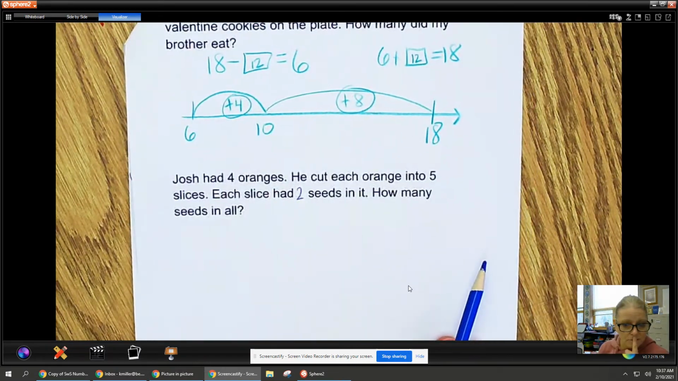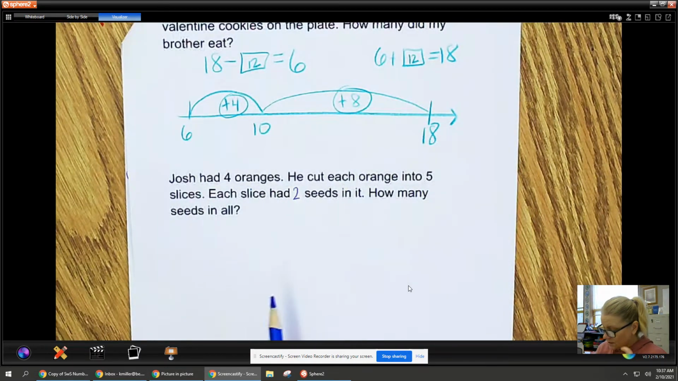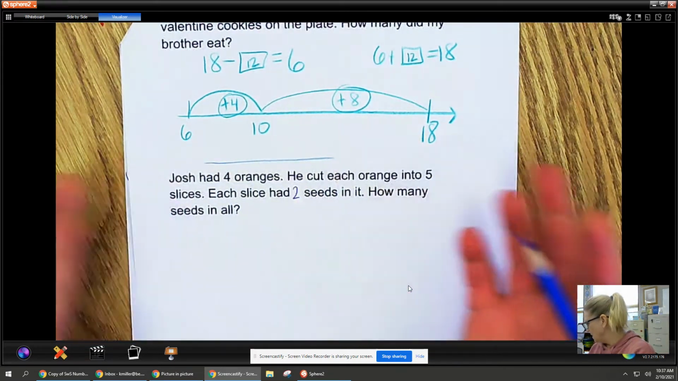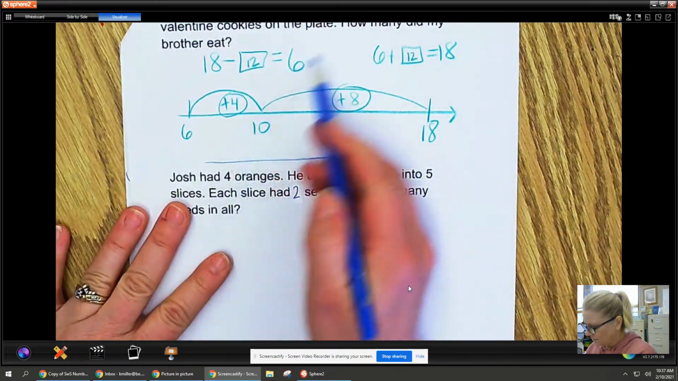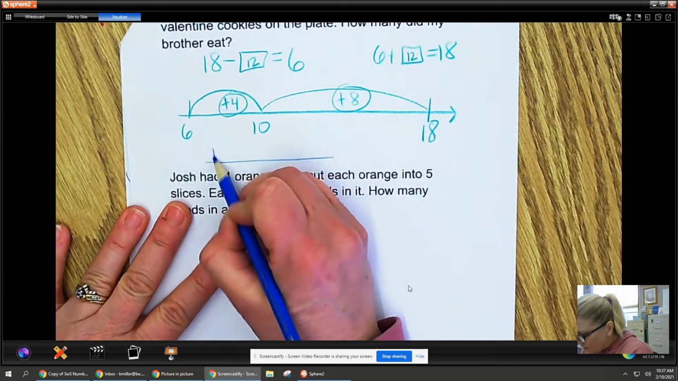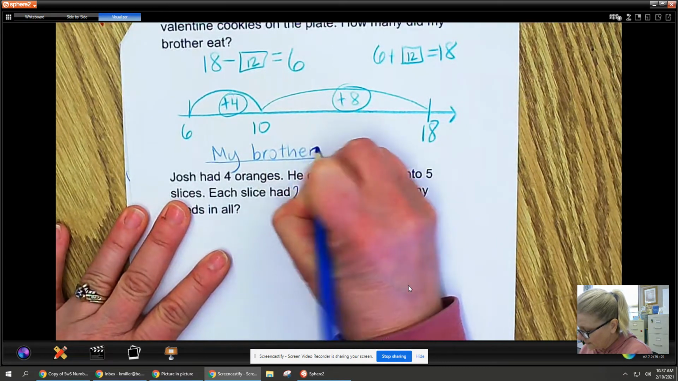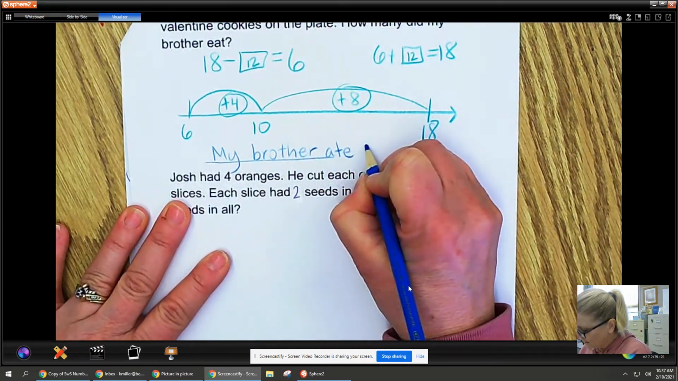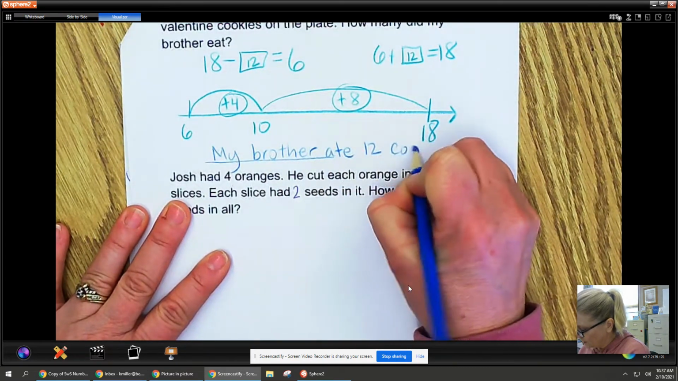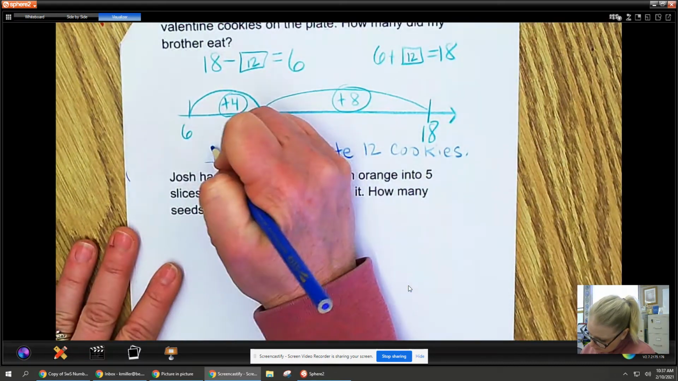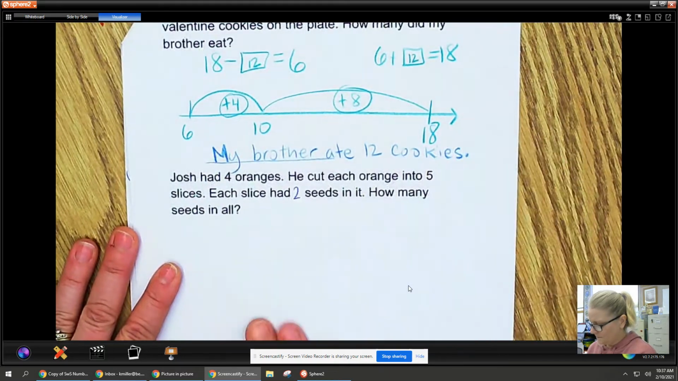Here's your last part. Down here you'll have a sentence: my brother ate 12 cookies. Just nice to be able to practice your penmanship, sentences, capitals, and periods.